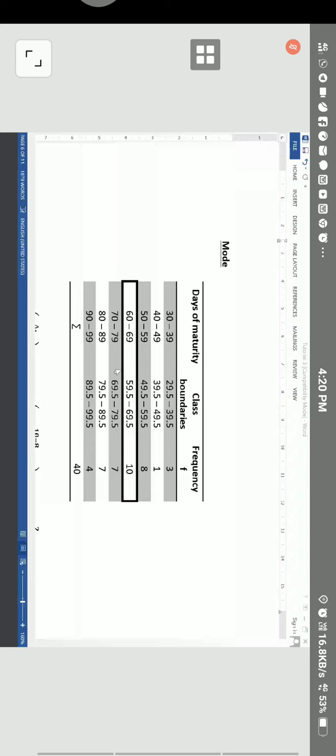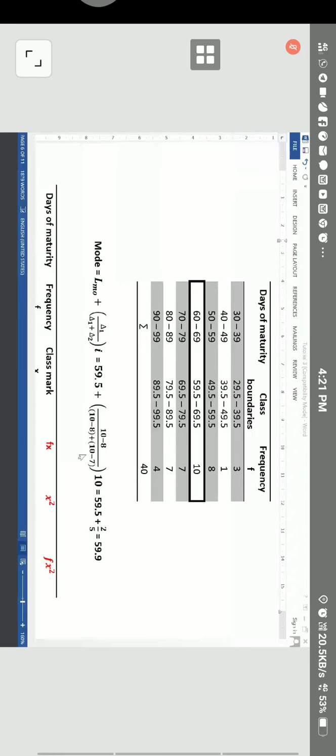Kamu kena ada 9.5, kemudian 8, 10 minus 8 plus dengan 10 minus 7. Lepas tu times 10. Okay, so your jawapan will be 59.